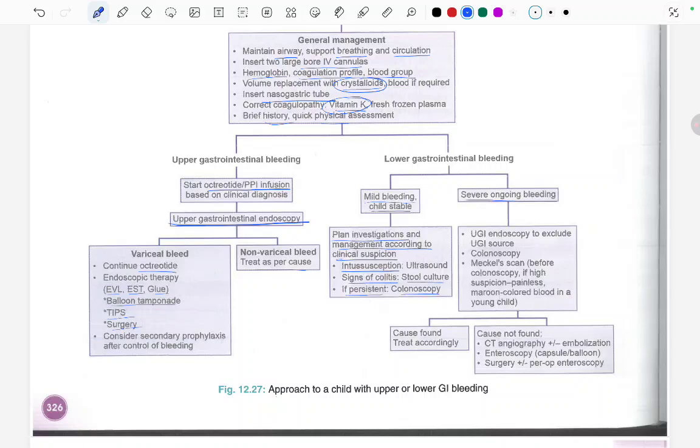In case of severe ongoing bleeding from the lower GI, do upper GI endoscopy to exclude an upper GI source, colonoscopy, and Meckel scan before the colonoscopy if high suspicion, such as painless maroon colored blood in a young child. If causes are found, then treat accordingly, and if causes are not found, then CT angiography with or without embolization needs to be done, enteroscopy, surgery with or without per-op enteroscopy.